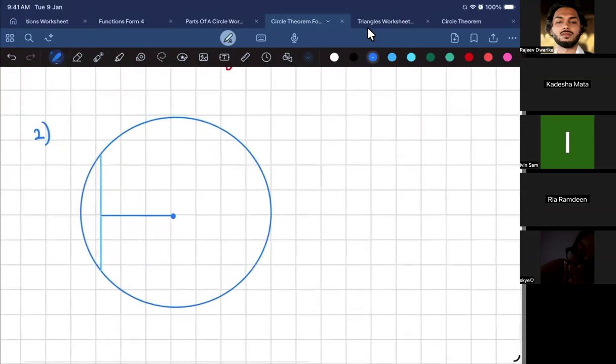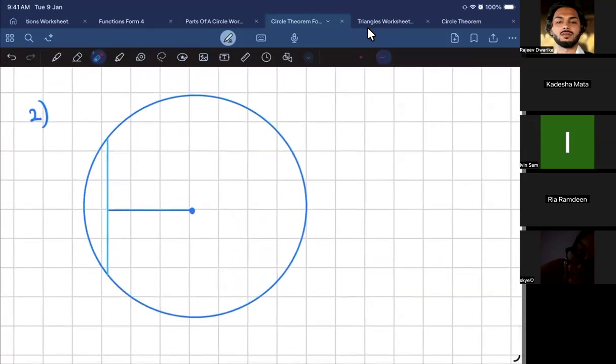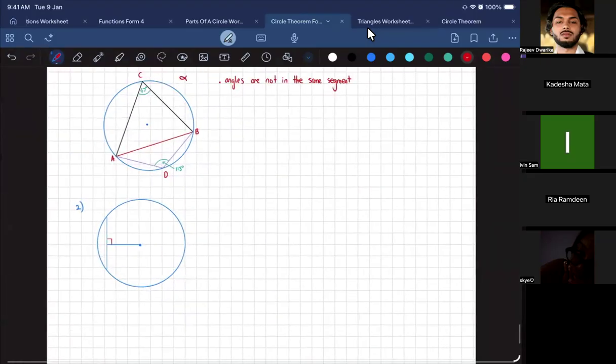So this theorem basically says if you have a chord and you were to draw the radius, the point at which the radius touches the chord forms a right angle to the chord. Everybody could see what I'm talking about visually, right? Tell me if you all see the right angle over here. Okay, nice.